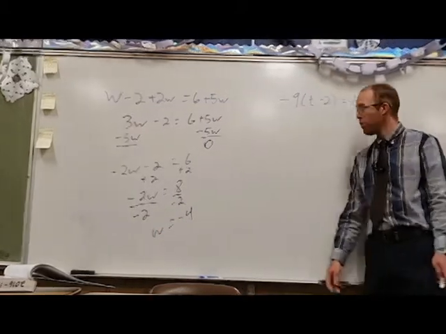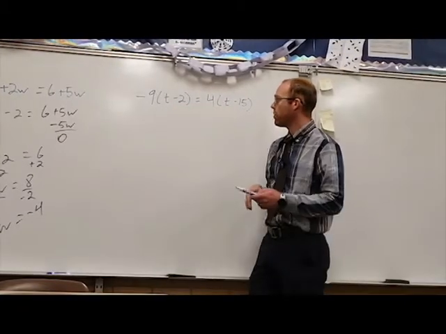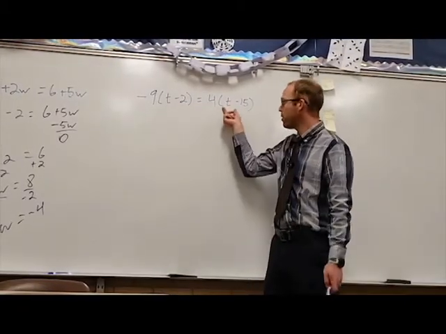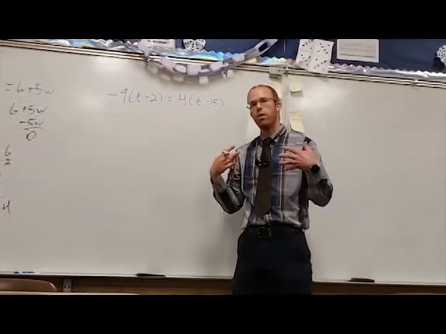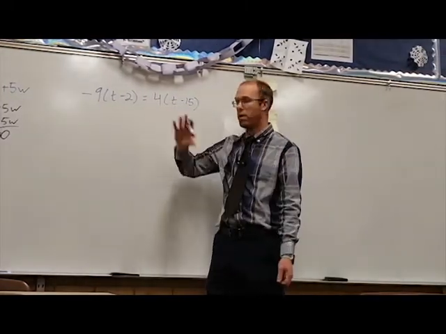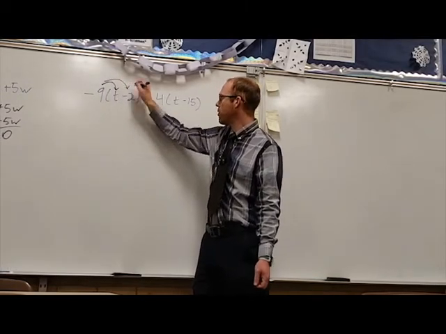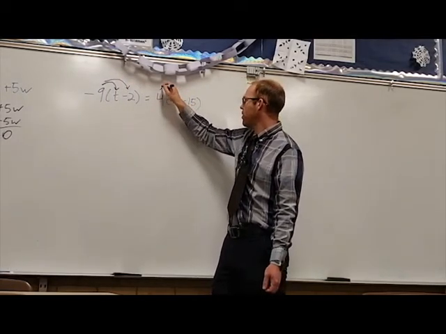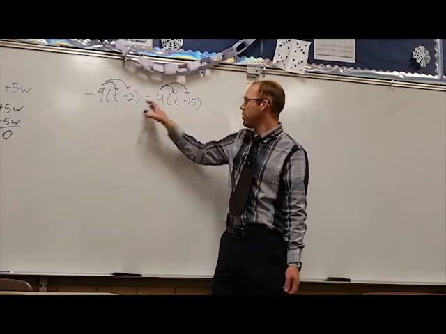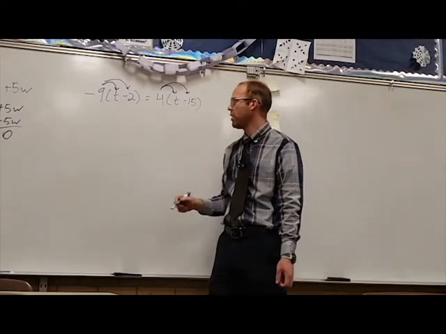Let's take a look at the next one. You'll see that we've got parentheses on both sides. So we have a variable and a variable inside those parentheses. When we use the distributive property, we're going to be able to start moving things around much easier. So let's distribute the negative 9 over here, and we'll distribute the 4 on this side. So we're going to distribute twice, and that'll free up both of these variables.